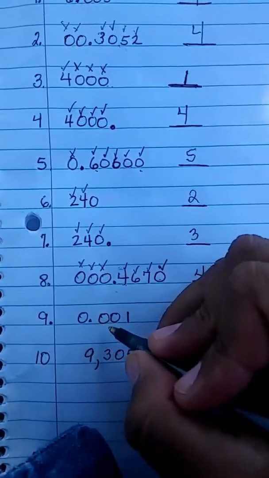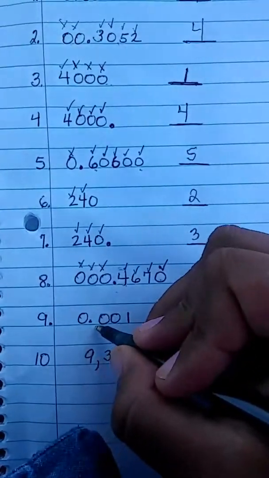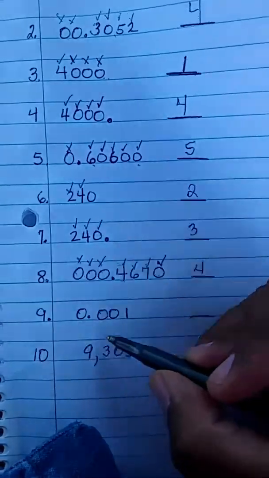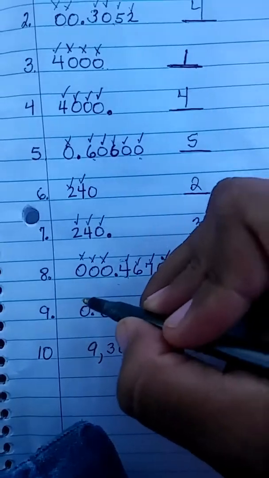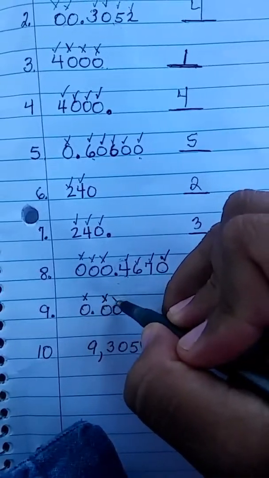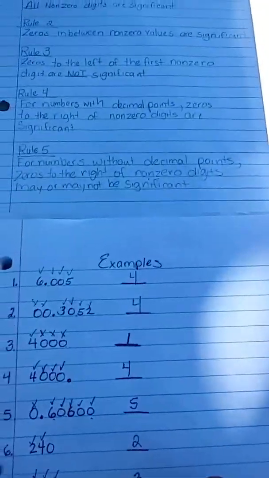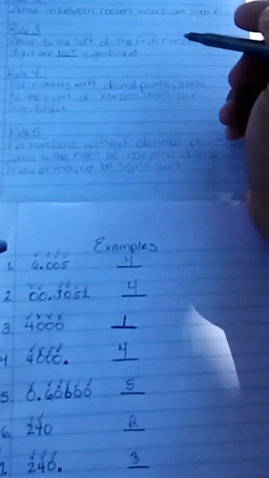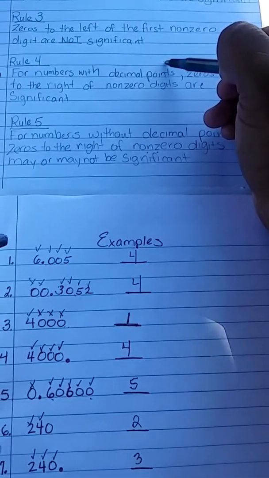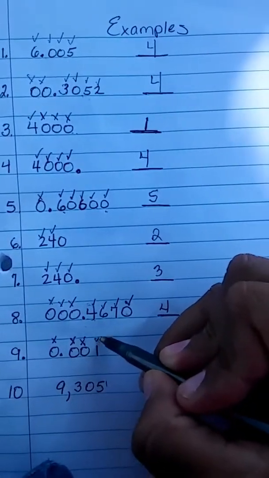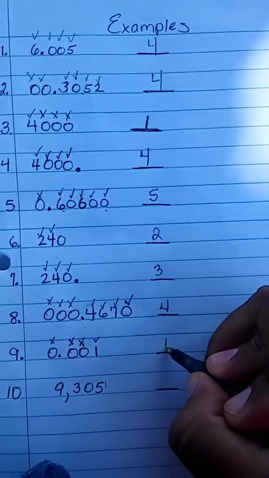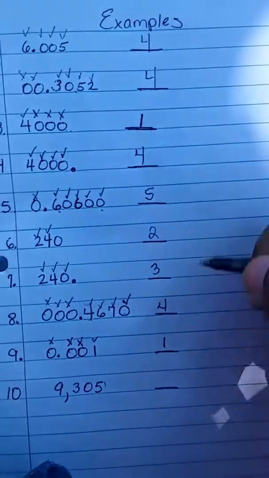Okay, this one, again, the rule that states that any number where you see the first non-zero and there are zeros to the left, those zeros are not considered to be significant. And that is from rule number 3, zeros to the left of the first non-zero digit are not significant. And then this one is significant because it's a non-zero number, so making it 1.